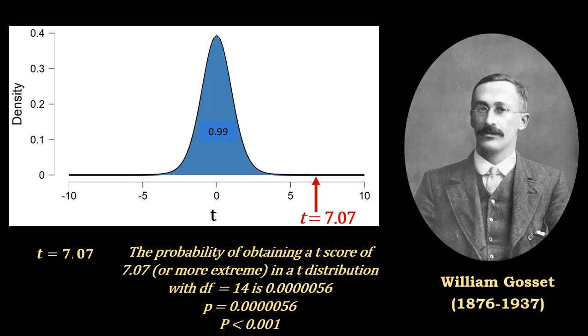Now, if our significance threshold, as proposed by Fisher, was 0.05 or even 0.01 or even 0.001, then we reject the null hypothesis. So we say that the mean difference that we obtain in our sample does not come from a population in which the null hypothesis is true.